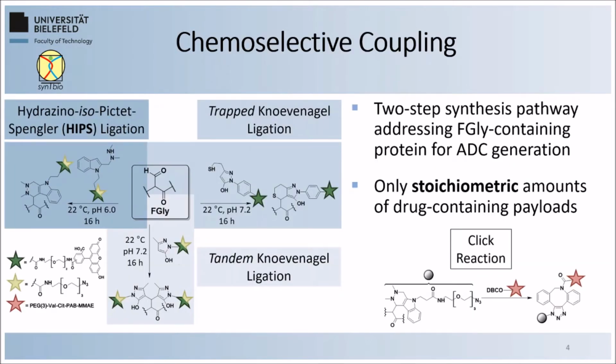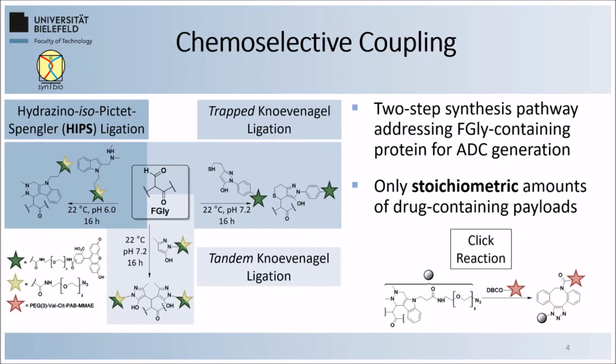The electrophilic aldehyde moiety of FGly can be addressed selectively by strong nucleophiles. We established a bioconjugation chemistry with modified tryptamines or N-aliphatic substituted pyrazolones, which are used in the Hydrazino-Pictet-Spengler ligation or the trapped and tandem Knoevenagel condensation reactions.